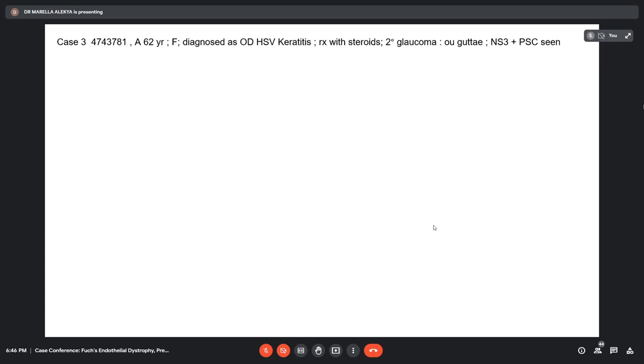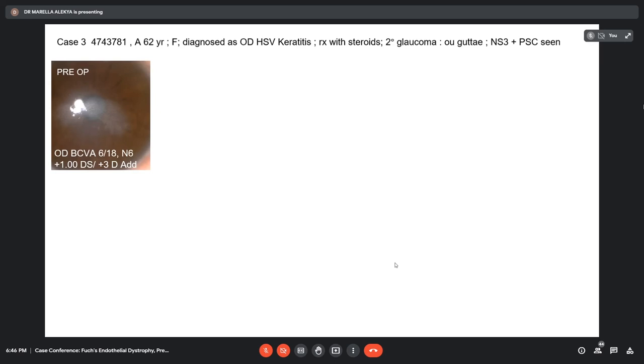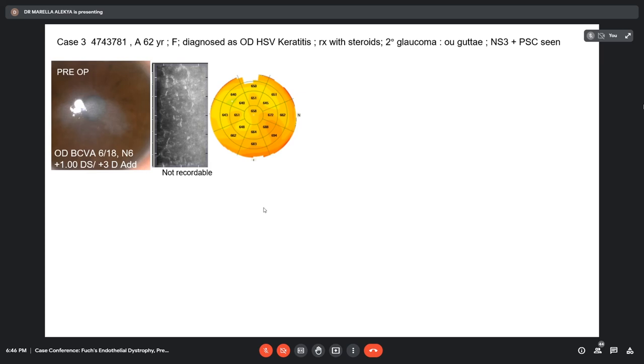On examination, OU guttae were seen, so diagnosed as Fuchs dystrophy. This slit lamp image of the right eye shows scarring and stromal edema. Vision was 6/18, N6 with one diopter sphere with plus 3 diopters add. Specular counts were not recordable. Pachymetry showed central corneal thickness of 658 microns. Pentacam was done and no significant astigmatism was noted.